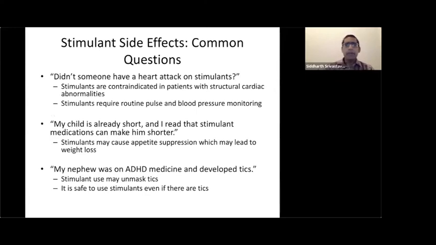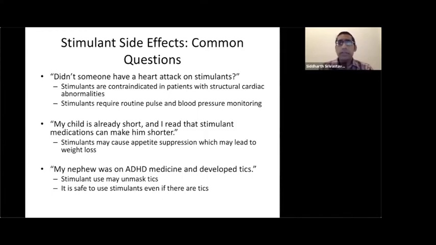Here are some common questions that people ask about stimulants. For example, some may ask about stimulant use in cardiac monitoring. Stimulants are contraindicated in individuals with structural cardiac abnormalities. So if your child has had an echo that shows a structural heart abnormality, stimulants may not be a great idea, unless you get clearance from the cardiologist. Otherwise, people who take stimulants undergo regular heart rate and blood pressure monitoring.